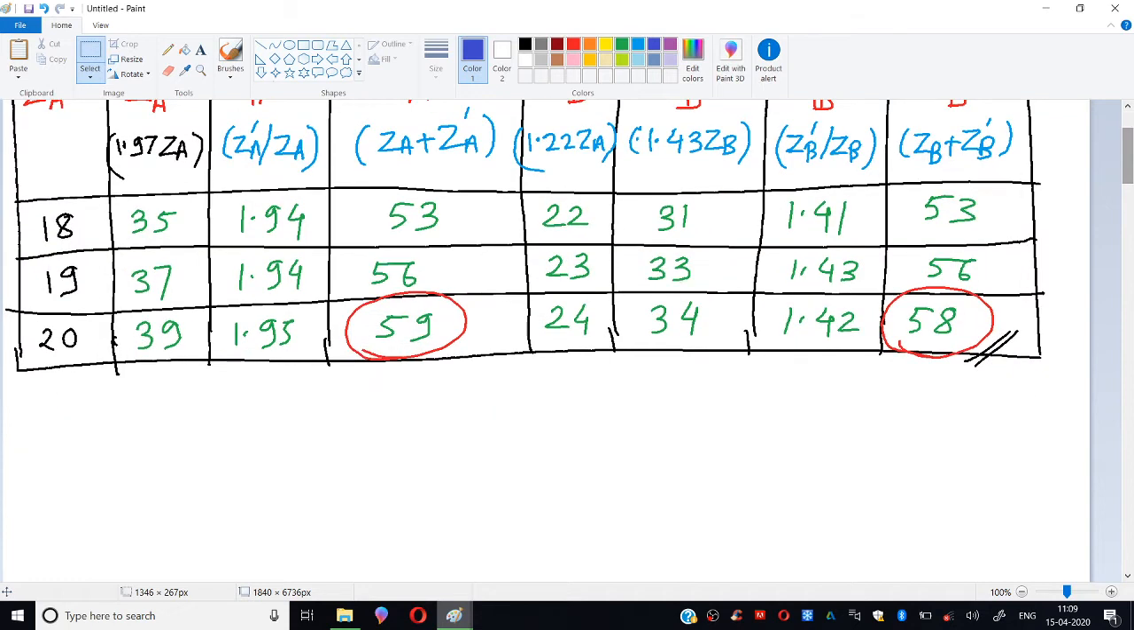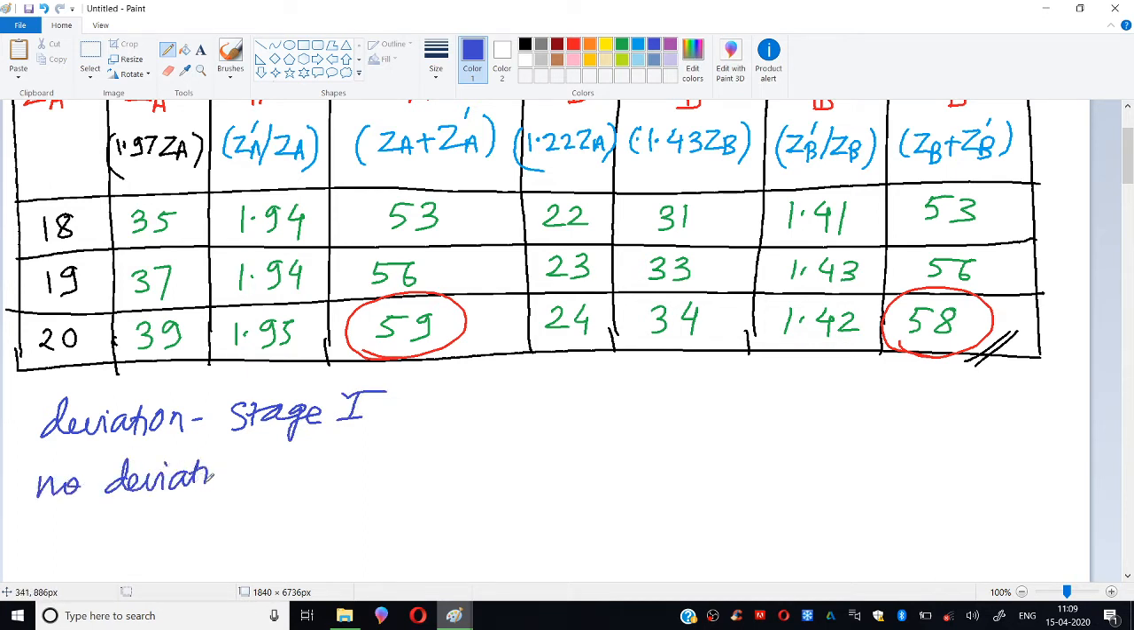Stage 1 has a deviation and there is no deviation in stage 2. So here now, in this we are going to find out the stage 1. The table given above is that of stage 1.